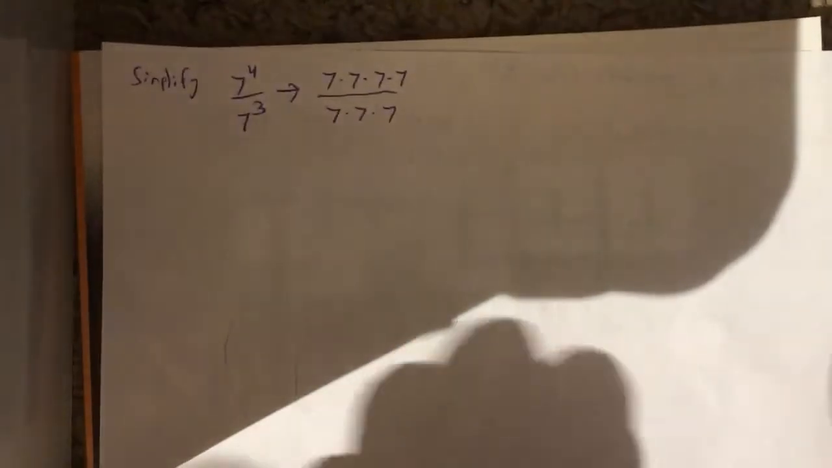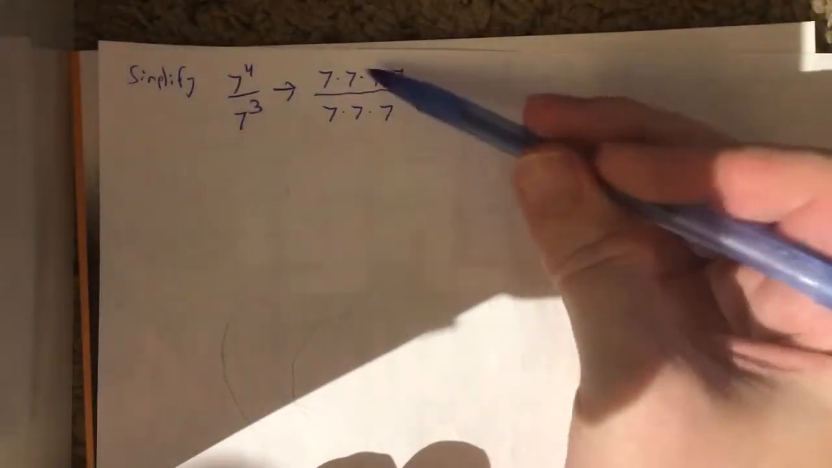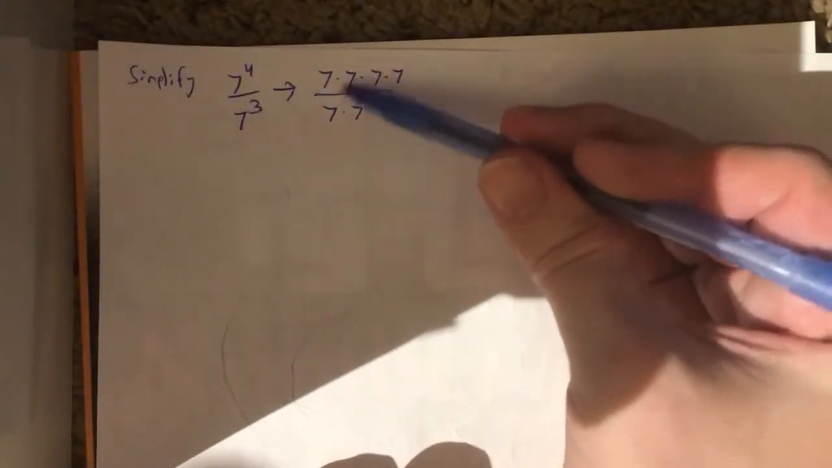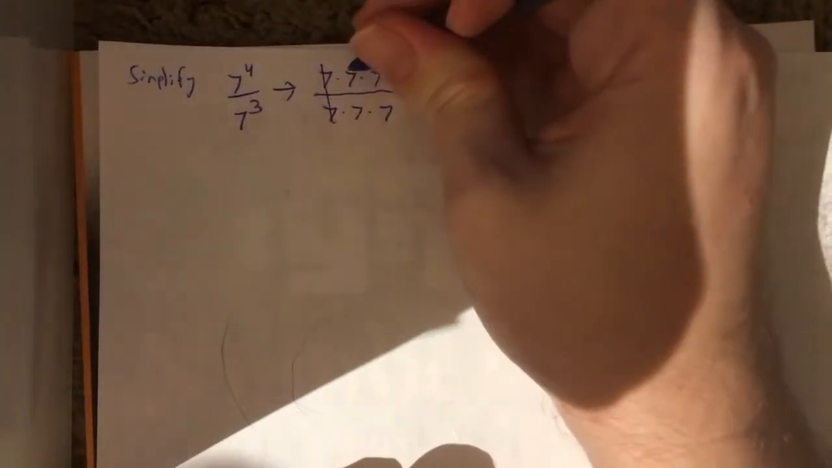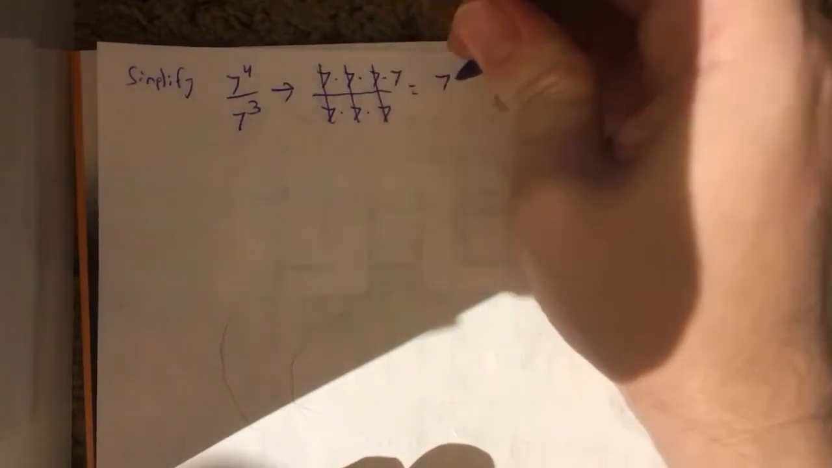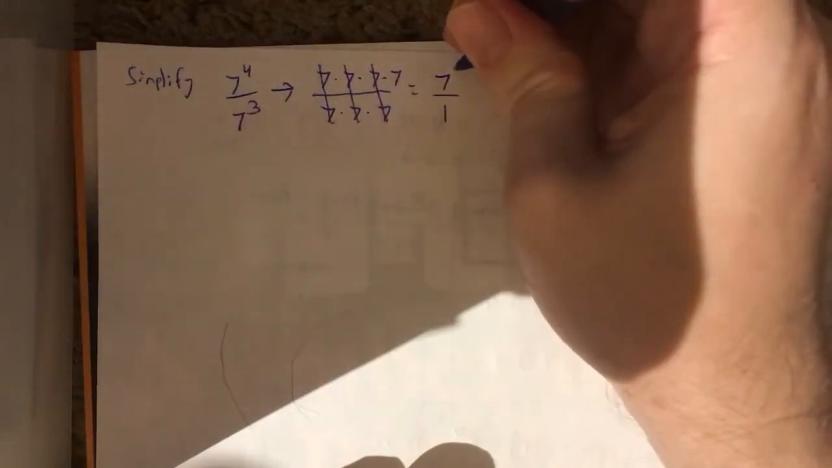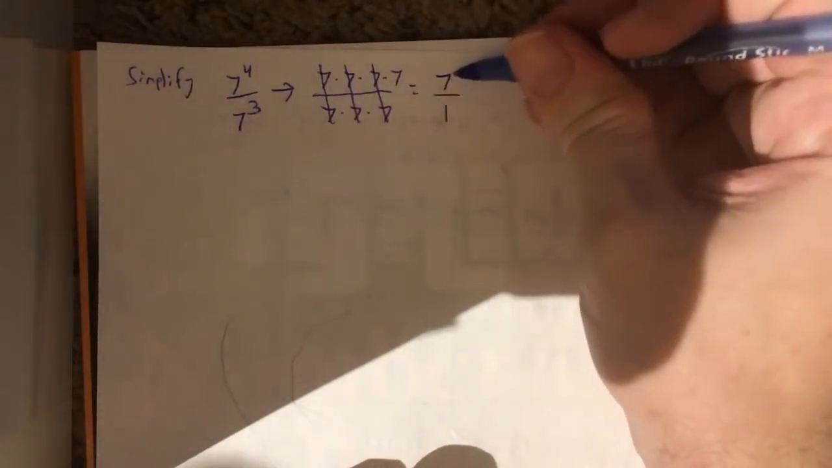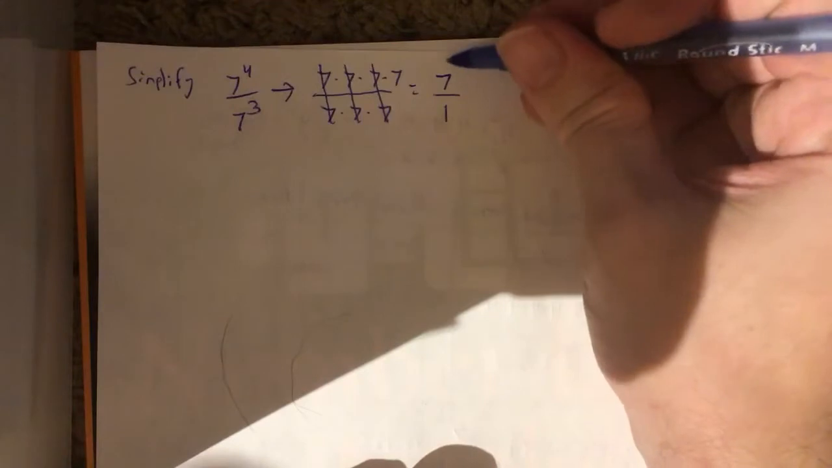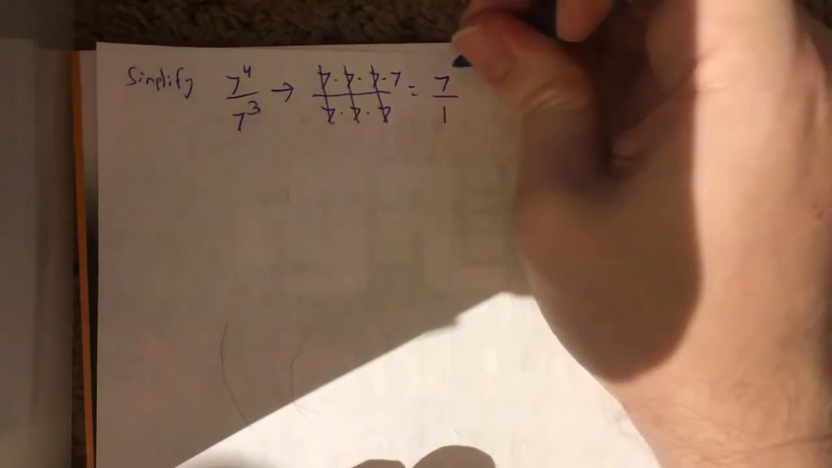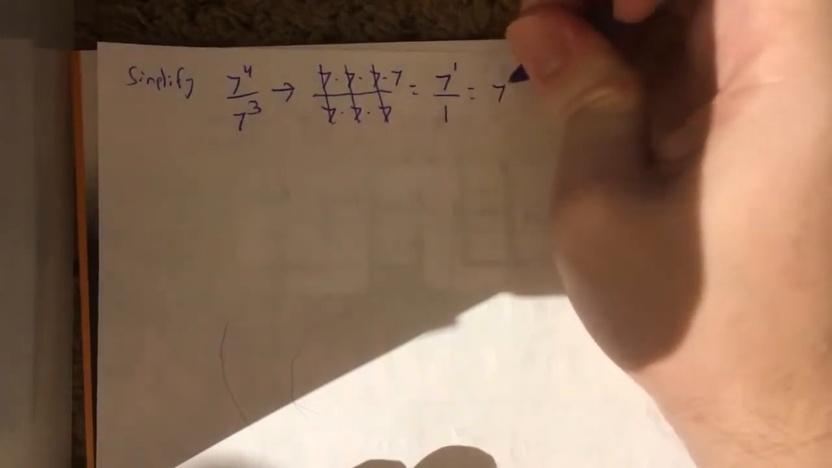Now I can simplify. Since it's division, everything's multiplication, so anything on the top can cancel with anything on the bottom. So these 7s cancel, these cancel, these cancel. I'm just left with one 7 on the top, nothing on the bottom. And remember, if there's no exponent with your number, it's really an invisible 1. So really my answer is just 7 to the 1st.